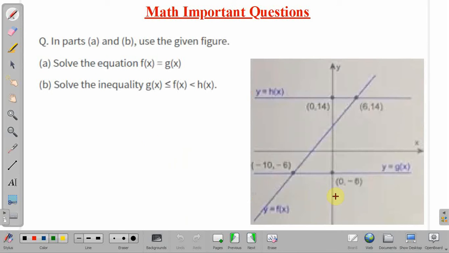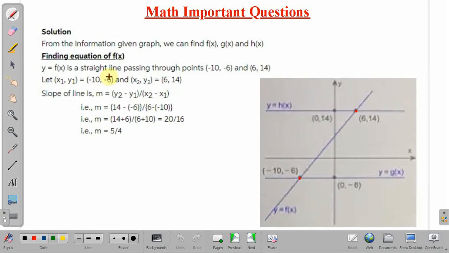Coming to the problem, what is given here, we have to solve two parts. If you see the given figure, three lines are given passing through two points. In part a, we have to solve the equation such that f(x) equals g(x). In part b, we have to solve the inequality such that g(x) is less than or equal to f(x) and f(x) is less than h(x). You can either solve graphically or you can form the functions and then solve them.